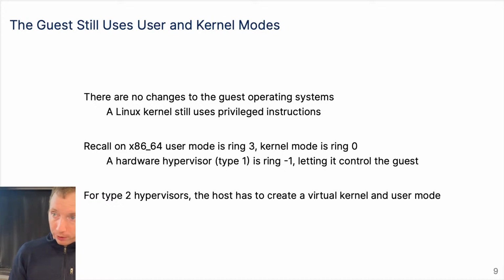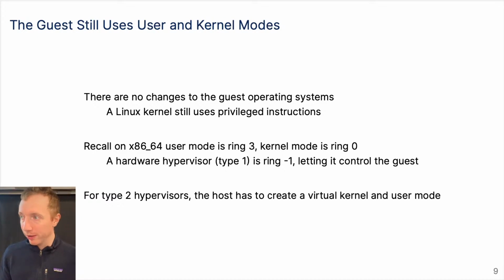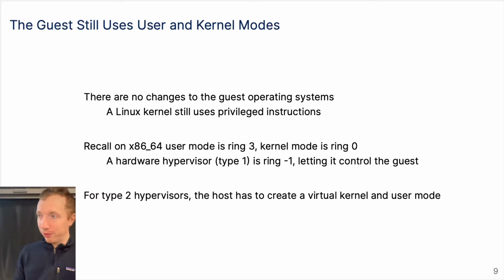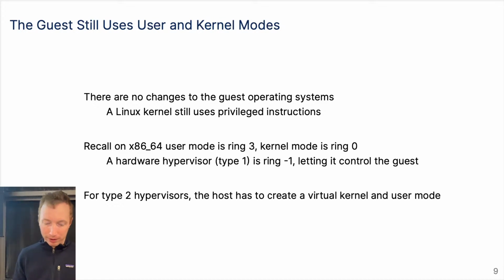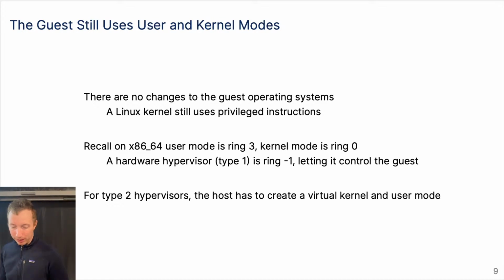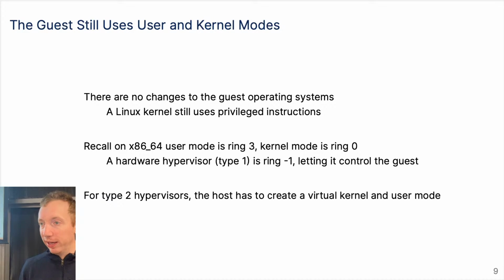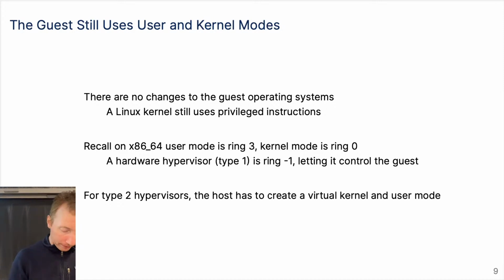And then for type 2 hypervisors, those are ones where the kernel just runs as a normal process. Well, the host has to do something different, because if I don't rewrite the kernel and it uses kernel mode only instructions, then I can't run it as a normal process, because my normal process runs in user mode. So for a type 2 hypervisor that you're just running as a process, you have to do something to emulate all of those instructions that can only run in kernel mode. So we'll see some options for that.